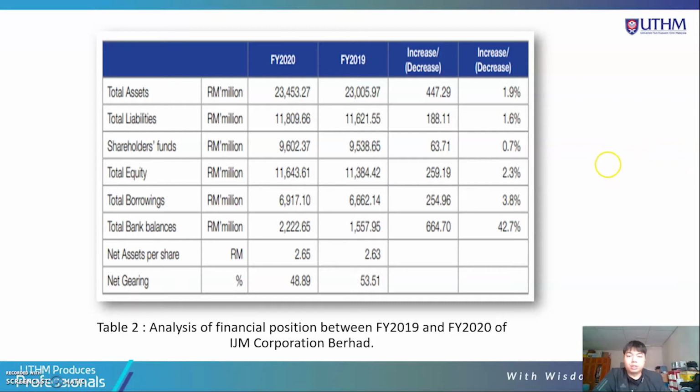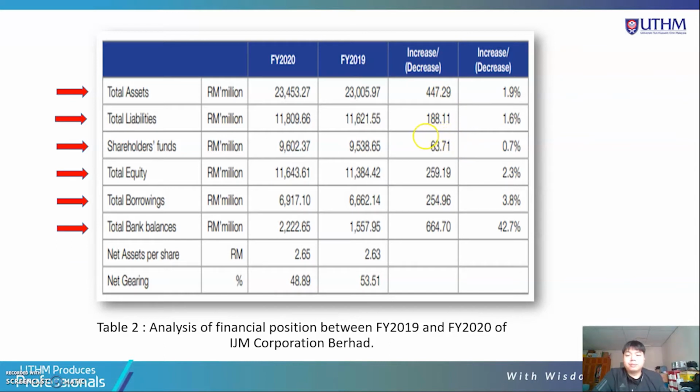Firstly, the total assets increased by 1.9% compared to financial year 2019. Total liabilities also increased 1.6%. Shareholder funds also increased 0.7%. The total equity increased by 2.3%. The total borrowing also increased 3.8%. The total bank balances also increased 42.7%.